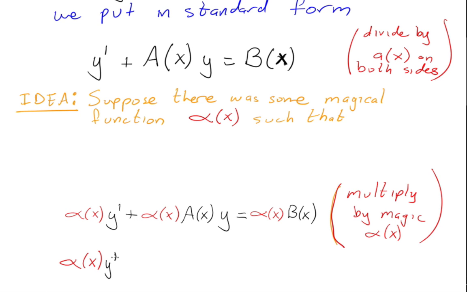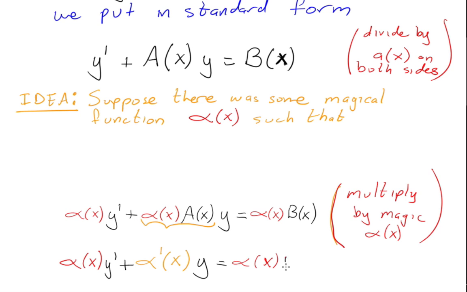and I'm going to rewrite, so I'm going to substitute, instead of alpha of x, a of x, I'm going to put alpha prime of x, and then y is equal to, so the right side I'm just going to leave alone.